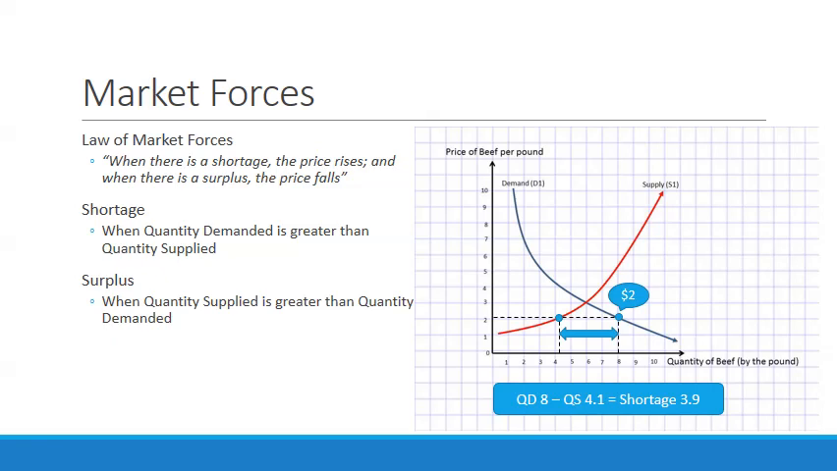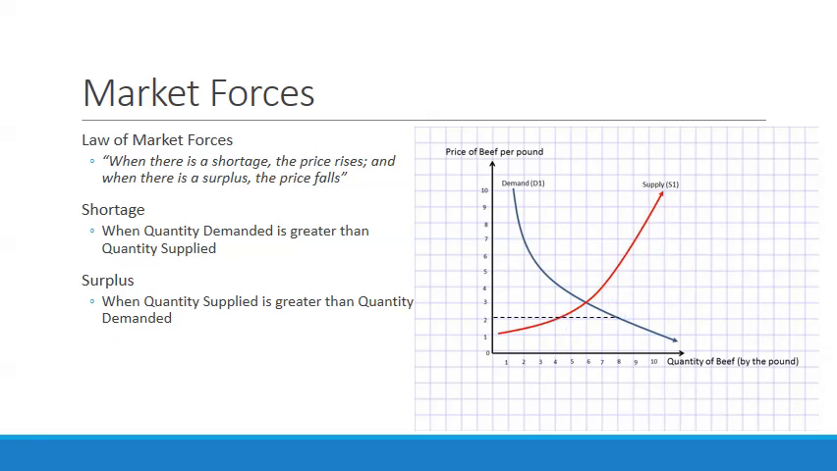Now, based on our law of market forces, what do we know is going to happen? Well, this pretty much tells us when there's a shortage, the price is going to increase. It'll move back towards equilibrium, of course. Now, shortages occur when prices fall below equilibrium. So whenever the price is below the equilibrium price, we're going to have a shortage in the market because that means quantity demanded is greater than quantity supplied.